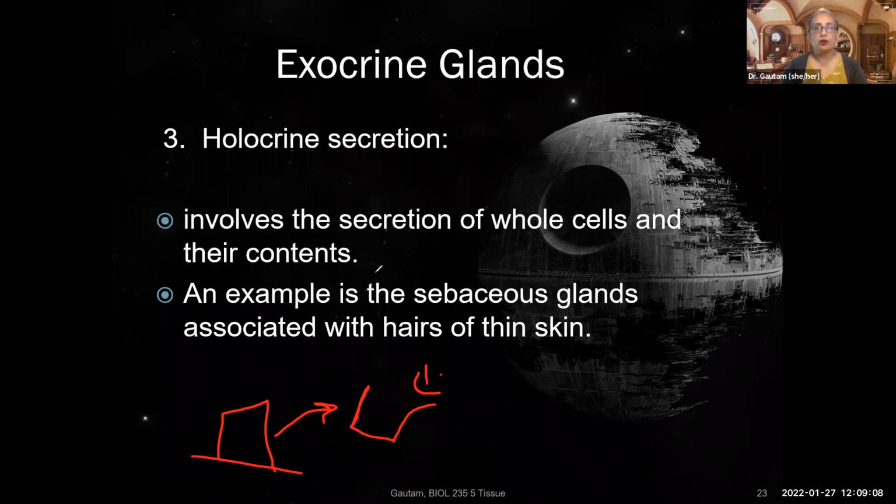An example of holocrine secretion is in the sebaceous glands. Examples of where you would find holocrine secretion are in sebaceous glands. And we'll learn more about these glands when we learn about the integument in the next lecture. But it's important for you to understand the mechanism of secretion now, so that when we're talking about these different glands within our integumentary system, you'll already know how this secretion occurs.